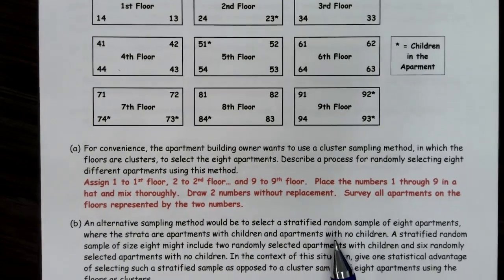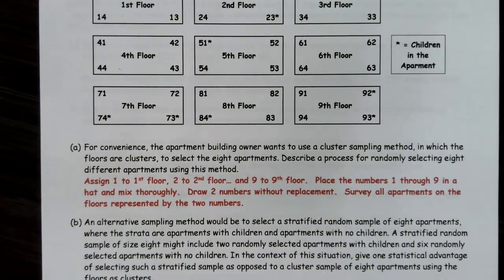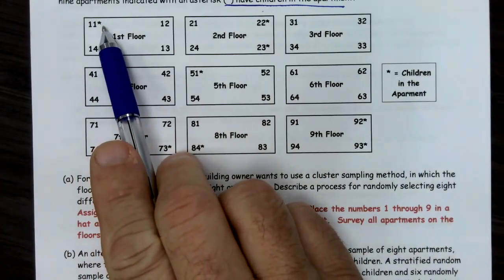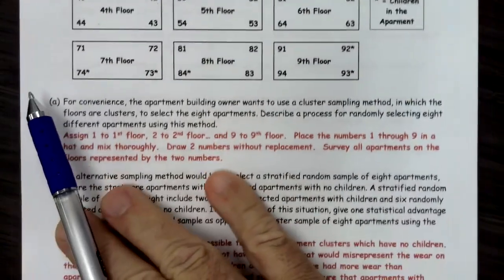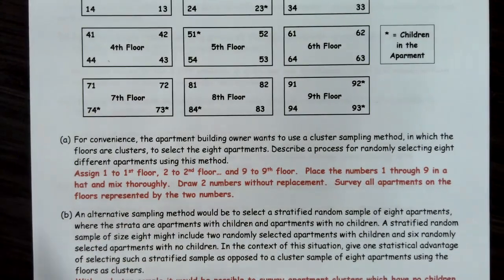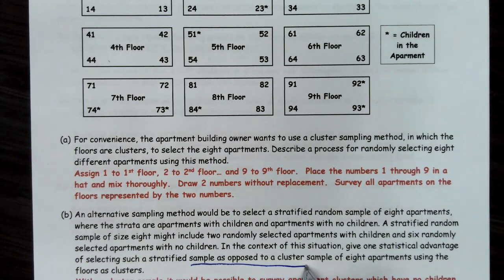An alternative method would be to select a stratified random sample of 8 apartments, where the strata are apartments with children and apartments with no children. So all the asterisks would be in one group, and all those without an asterisk would be in another group. A stratified sample of 8 might include 2 randomly selected apartments with children and 6 with no children. In the context of the situation, give an advantage of selecting such a stratified random sample as opposed to a cluster. So it's really important that I make a comparison as to why stratified might be better in this case as opposed to a cluster.